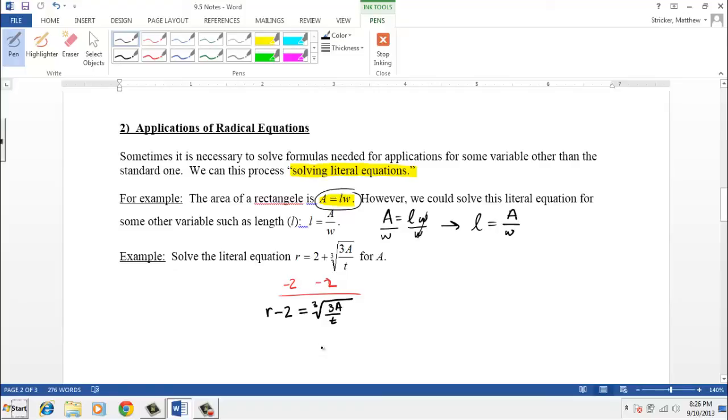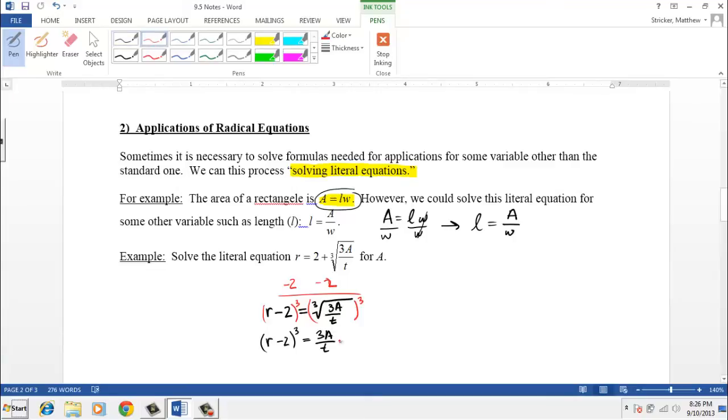And what's our next step? Next step is to wrap both sides of the equation in parentheses, and because it's a cube root, we have to cube. So then our equation becomes (r minus 2) cubed equals 3a over t. Notice we're still trying to get the a by itself.